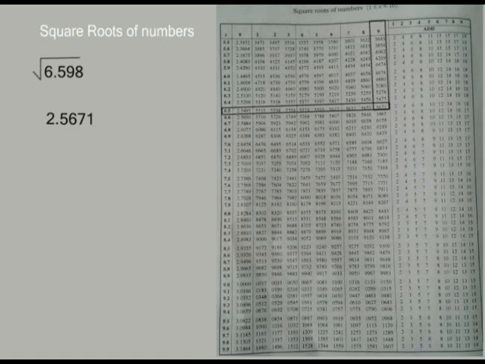They coincide here. The number is 5671, but it has to start with 2 point, so it's actually 2.5671. In the add column, we go to 8. The number here is 16, and so we add it to the first reading. So we have 2.5687. That is the square root of 6.598.